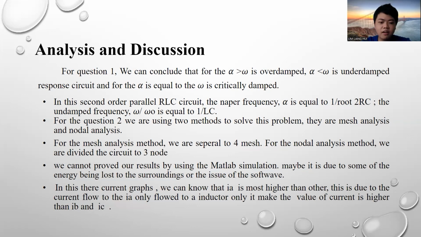In these 3 current graphs, we can see that IA is higher than the others. This is because the current flowing to IA flows only through the inductor. It means the value of the current is higher than IB and IC.